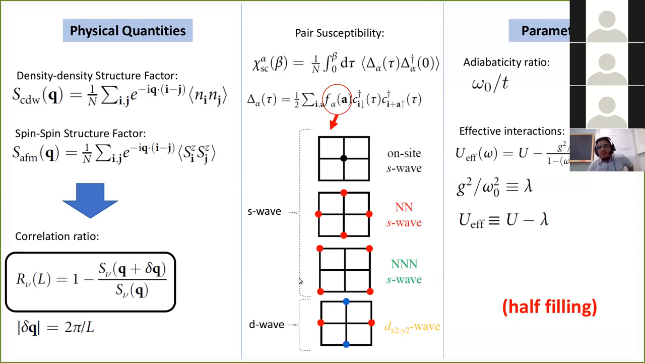And finally, you have to define some parameters. The first parameter to define is the adiabaticity ratio. That's basically the frequency of the phonons. And also the energy scales for the interaction, like this lambda here that comes from perturbation theory, that's basically the polaron energy, the energy scale for polaron formation, sorry. And we also define this effective U. That's basically a parameter. It doesn't mean that I work with this effective U. This effective U to me is basically a parameter to divide the phase diagram, as you will see later. And everything I will present to you now is at half filling, so it's one electron per site.